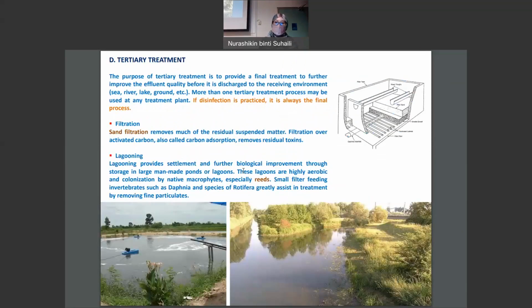And then the tertiary treatment. The tertiary treatment comes after the secondary treatment. So what is the purpose of tertiary treatment? It is to refine, to provide a final treatment. After the secondary treatment, the water now contains less organic matter because of the action of the microbes. In the tertiary treatment, the purpose is to polish that wastewater so that it becomes much less hazardous than it was when it entered the treatment plant.